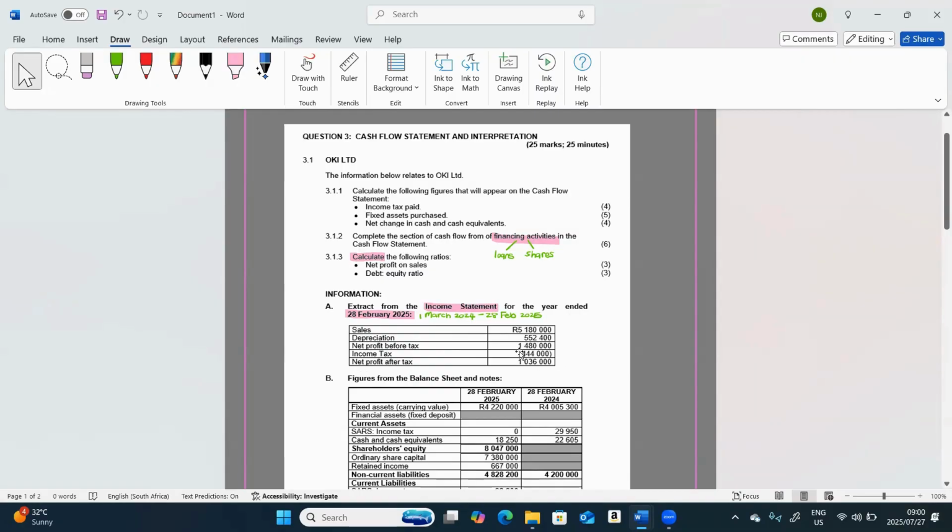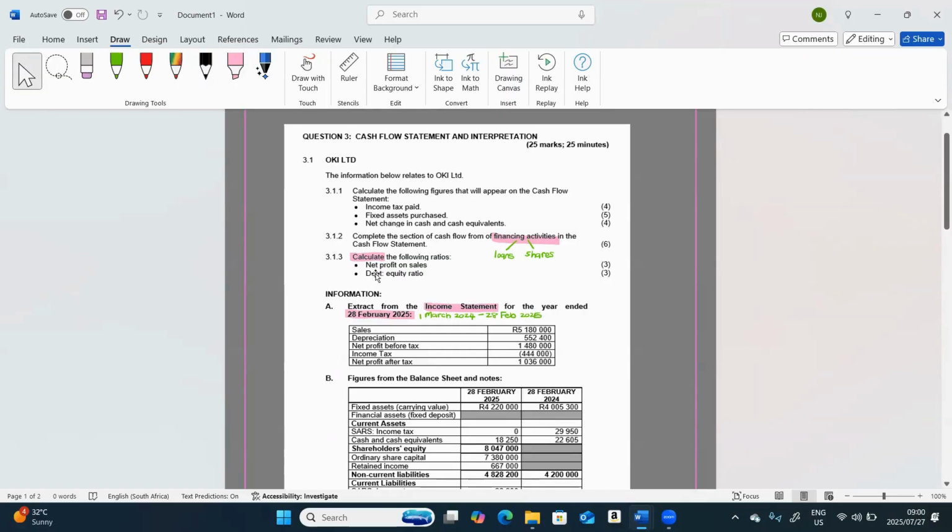Either one of those two can be used as your net profit, right? Because they did not specify net profit before tax or net profit after tax. So you could have used net profit before tax of 1.4 or net profit after tax of 1,036,000 in this specific ratio, and you would have gotten your 3 marks. Okay, so read carefully. If they just say net profit, you can use either one of the two. They can say net profit before tax, net profit after tax. Just read that carefully. Okay, and then our debt to equity ratio.